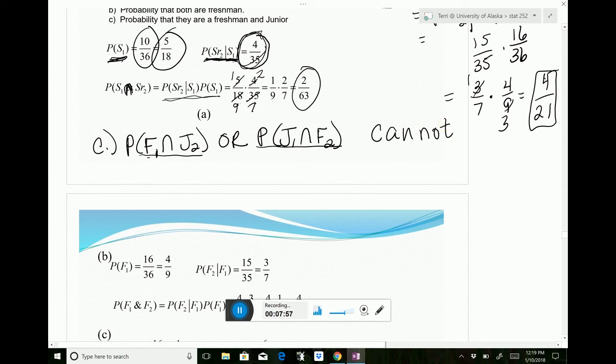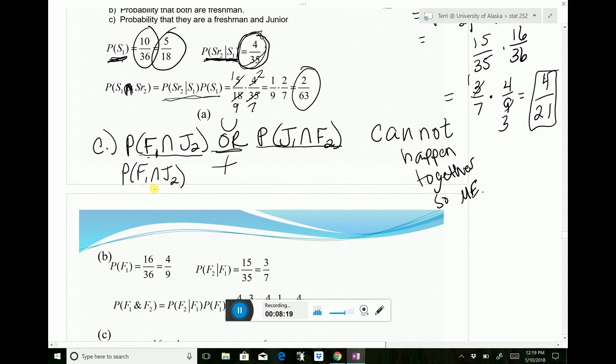So it cannot happen together. So these two are mutually exclusive. When they're mutually exclusive, remember, or probabilities are unions, and when unions are mutually exclusive, we can add them. So what we really need to do is add the probability of F1 intersection with J2 plus the probability of J1 intersection with F2.